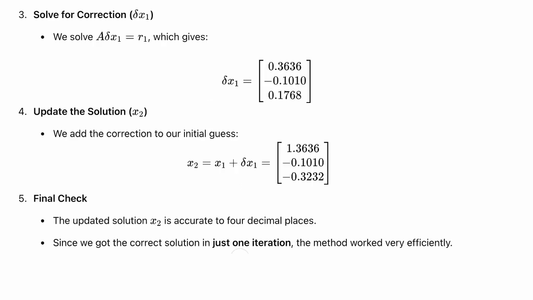Now once you solve it, you'll get del x1 as -0.3636, -0.1010 and 0.1768. Afterwards we add this small change in x1 to the original x1, and we observe that this x2 value, that is after this first iteration, is exactly equal to the actual solution that is already given in the question.